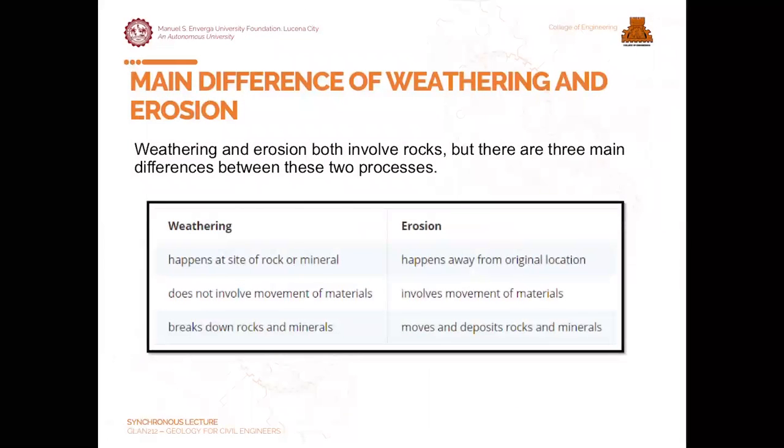So, ito yung main difference of weathering and erosion. They both involve rocks, but there are three main differences between these two processes. Yung una, sa weathering daw, nangyayari siya at site of rock or mineral. Okay? Kung halimbawa na-form yung rock natin sa some particular location, dun din mangyayari yung weathering. So, ibig sabihin, from yung original location, dito nag-originate yung mismong rock natin. Mismong dun sa origin niya, dun manggagaling yung process ng weathering.